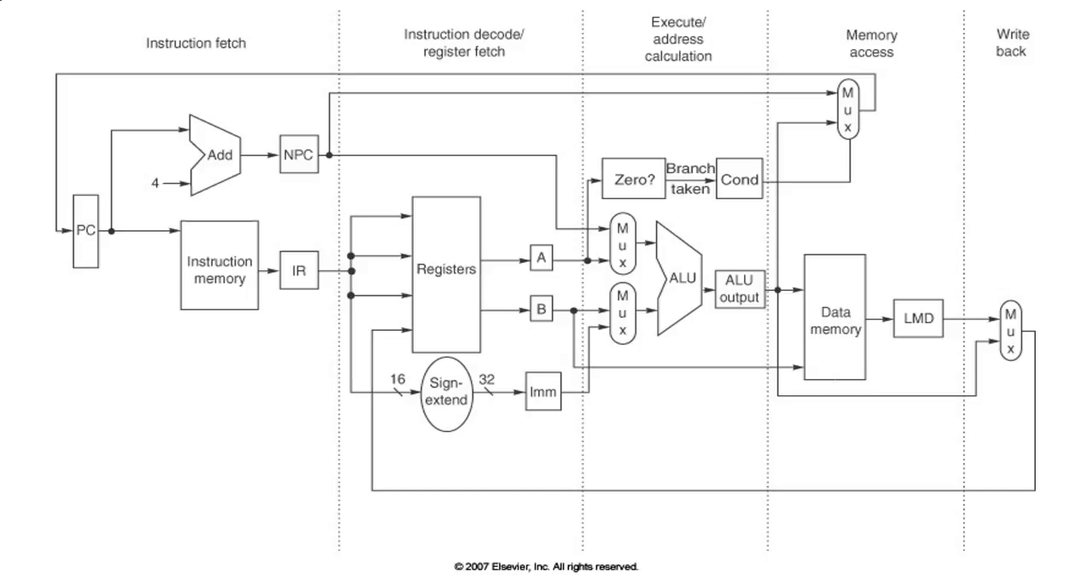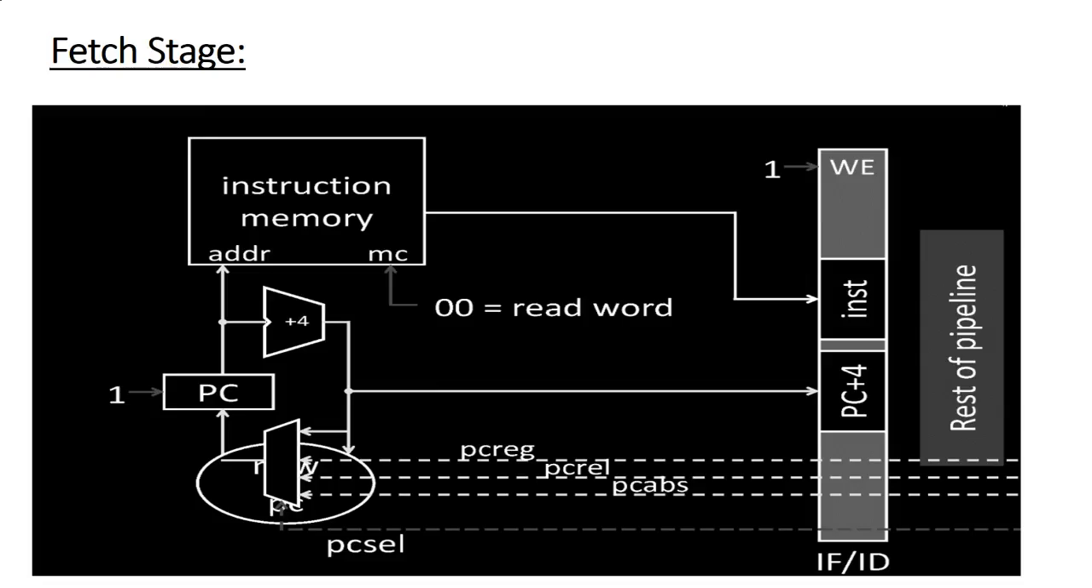So the five stages are as follows: the instruction fetch stage, then the instruction decode stage, then the execution stage, then the memory read write stage, and the write back stage. Okay, let's go through all the stages one by one.